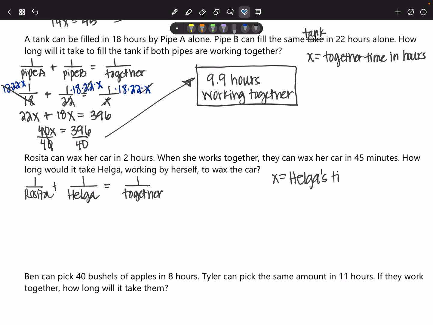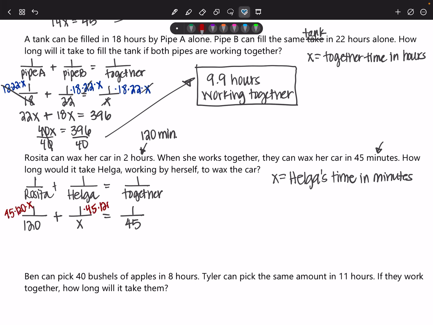Now I need to decide whether I want this in hours or minutes, because I've got hours right here and minutes right here. I think I'm going to put in minutes, because it would be easier to take this 2 hours and make it 120 minutes. So we've got 1 over 120 plus 1 over X is equal to 1 over 45. I'm going to multiply everything by 45 times 120 times X.